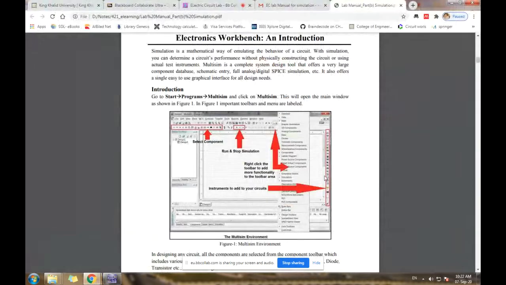Okay, so I repeat again. When you start Multisim, you have to remember three main toolbars. One is to select the component, that is the component toolbar. The second one is simulation, to run, pause, and stop the simulation. The third one is the instruments toolbar, in which all the instruments will be available, like multimeter, function generator, oscilloscope, wattmeter, etc. Any question till here?